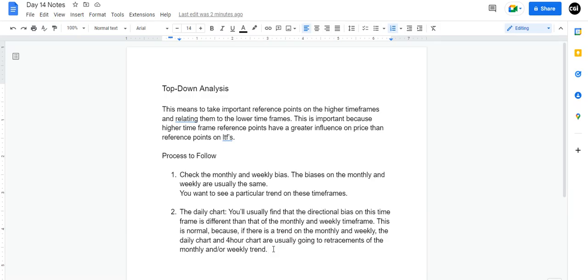After getting the trend on the daily and checking important points on the weekly charts, do the following.